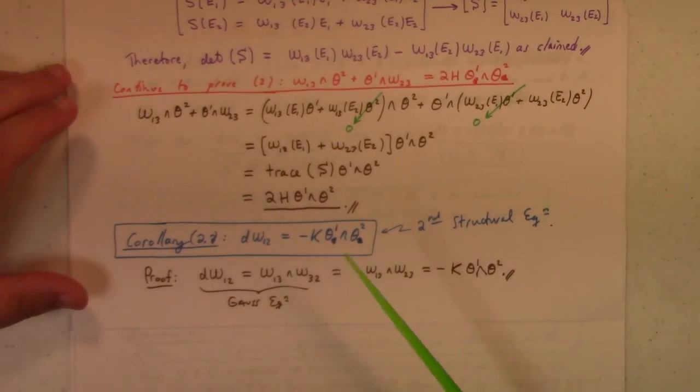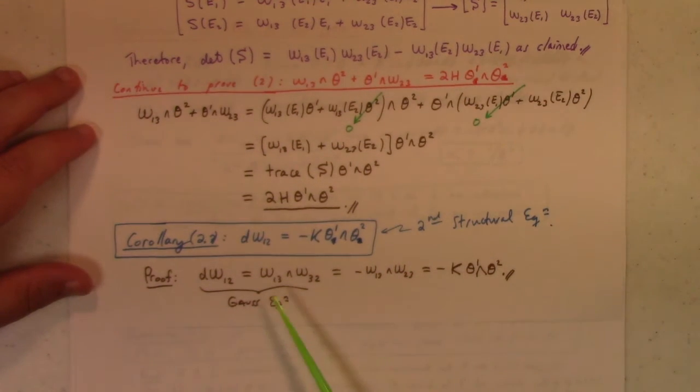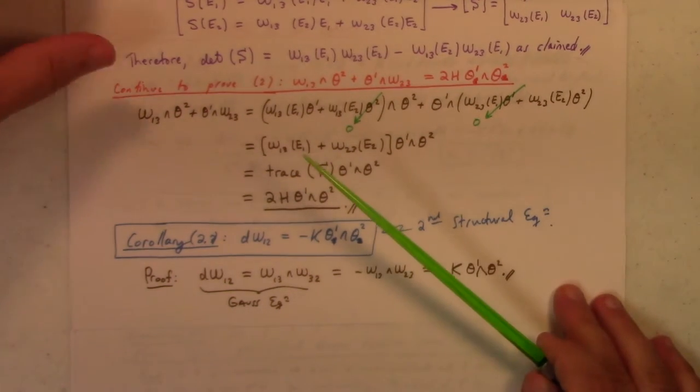d omega 1 2 is equal to minus the Gaussian curvature theta 1 wedge theta 2. Here's the proof. Gauss's equation was that d omega 1 2 is omega 1 3 wedge omega 3 2. But hey, we just learned that, of course, by antisymmetry, I can change 3 2 to 2 3, and then voila, that's exactly omega 1 3 wedge omega 2 3, which was K theta 1 wedge theta 2 from the thing we just got done doing, part 1, right? So there you have it, the second structural equation.